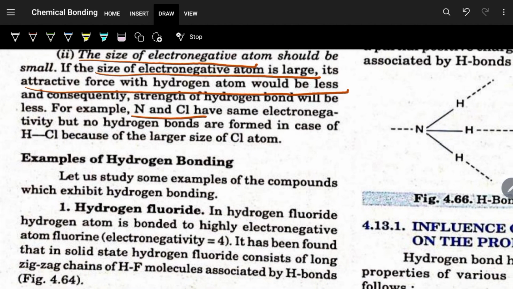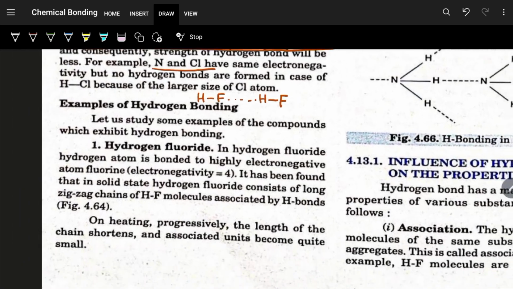So we can say that HF is hydrogen bonded. So like this, HF is hydrogen bonded, whereas HCl is not having that type of hydrogen bonding. So intermolecular hydrogen bonding is not existing in HCl molecules. So obviously it will affect its properties as well.